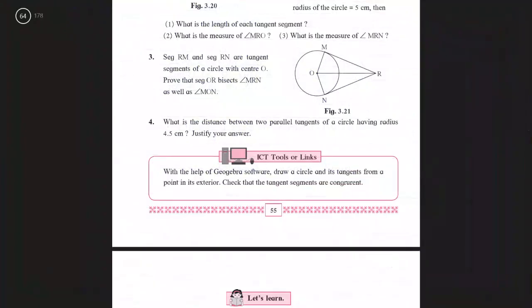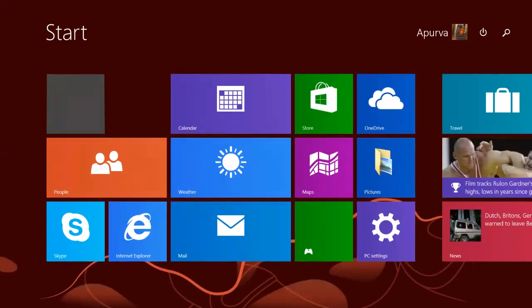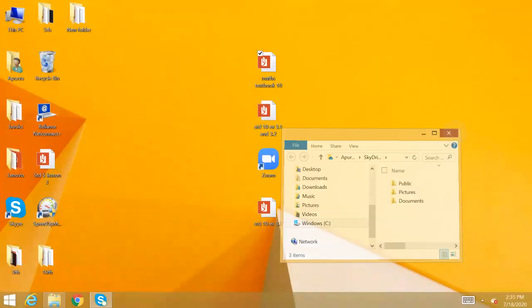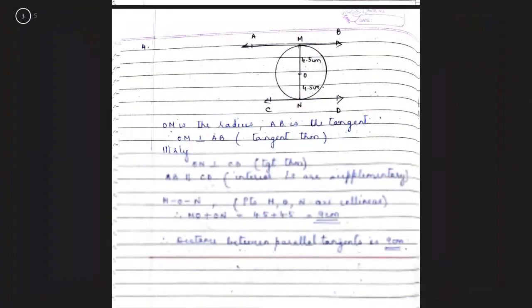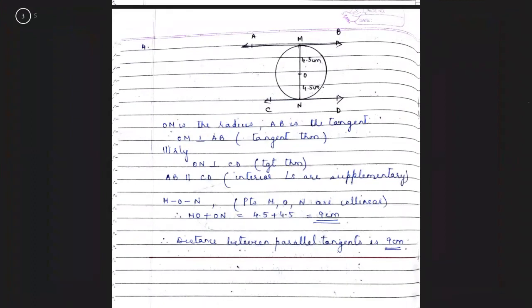Question number 4. What is the distance between two parallel tangents of a circle having radius 4.5 centimeter? Justify your answer. Now, we draw the figure for question number 4. You have a figure drawn like this, a circle whose radius is 4.5 centimeter. We have drawn a tangent at the point M. So the tangent is AMB. Similarly, there's another tangent drawn at point N, that is CD is the next tangent. Okay. Now these are the two tangents drawn.